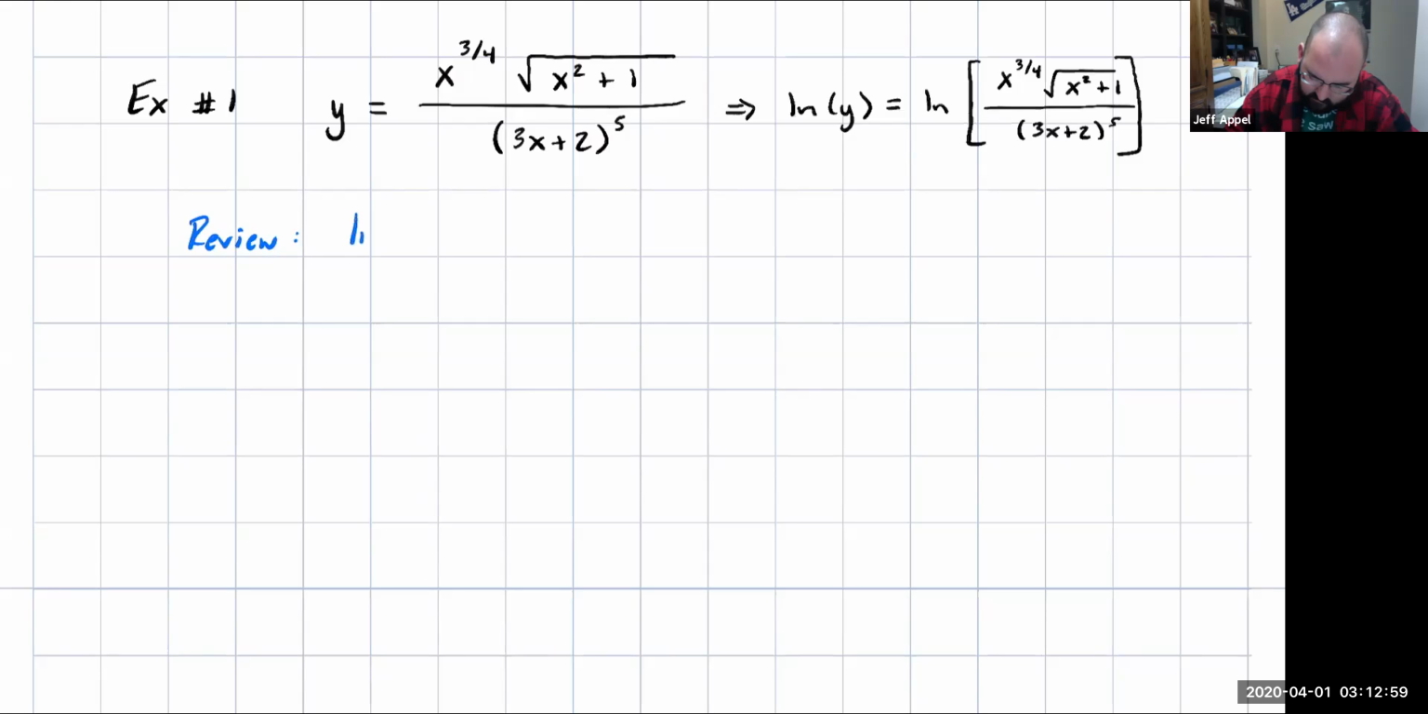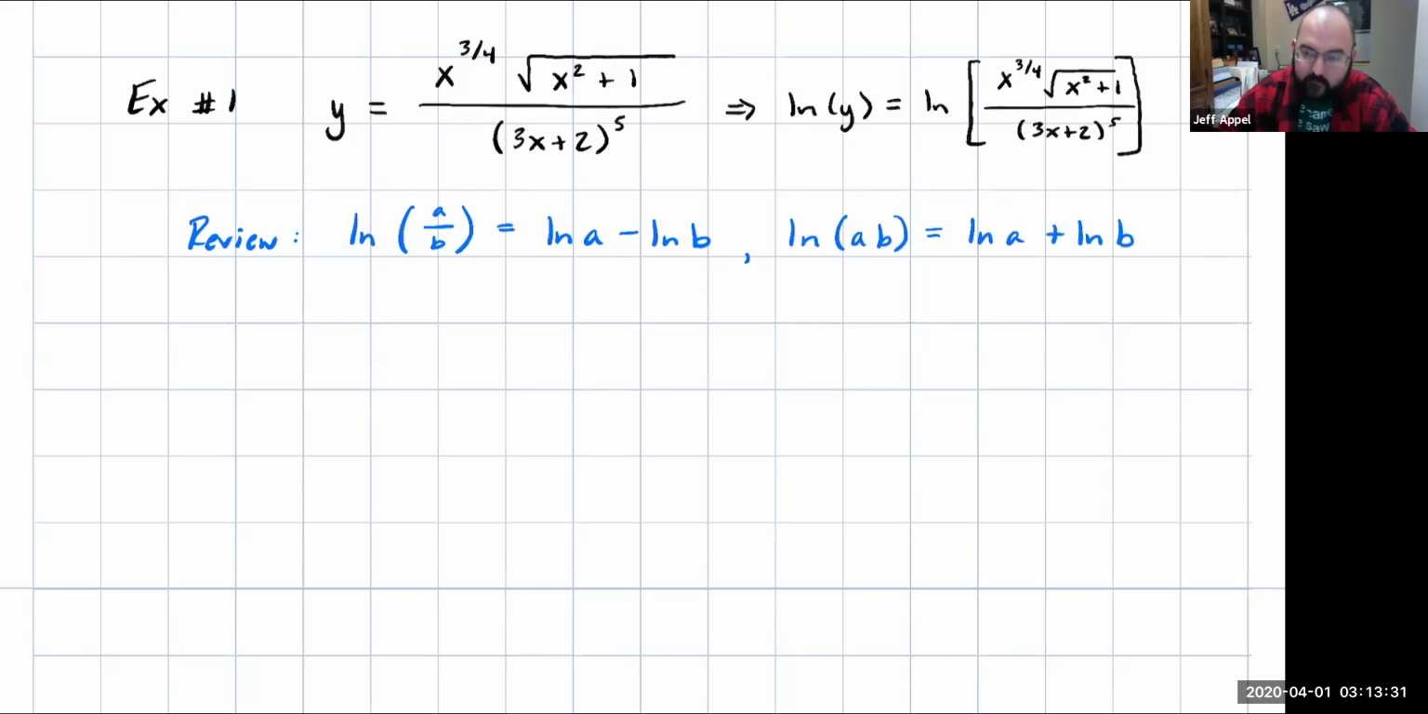If you're taking the natural log of a fraction, the natural log of a over b, this is equal to the natural log of a minus the natural log of b. This is kind of like the quotient rule for logarithms. If you're taking the natural log of a times b, this one I don't think I did last time, this is the same as the natural log of a plus the natural log of b. So there's the product rule. And then the last one is the power rule. If you take the natural log of a raised to some power, I think I called it p, this is equal to p times the natural log of a.